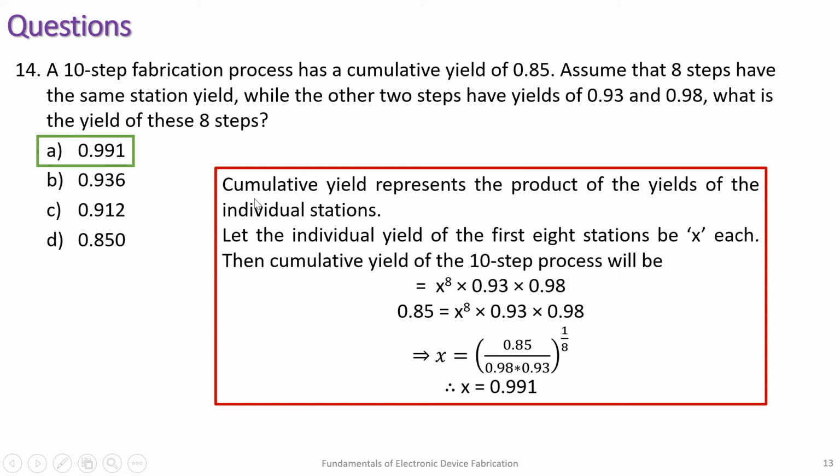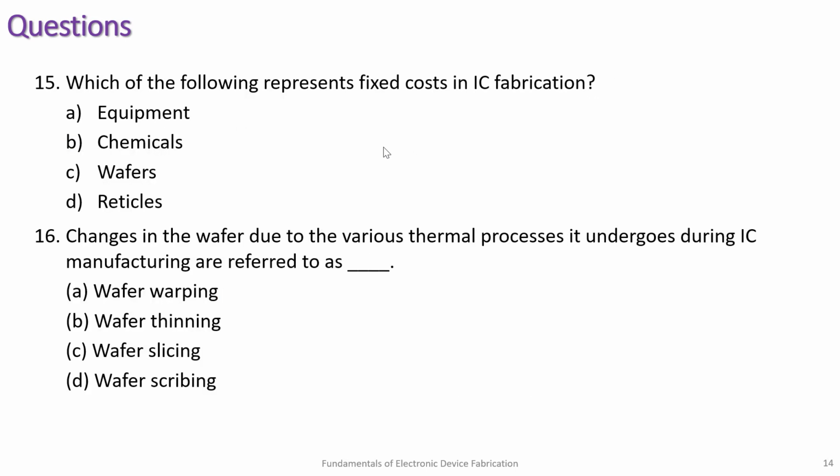Yeah. So just remember that cumulative yield will always be a product. Out of that, a few steps will be given, and it will be usually that other steps have the same yield. Then we have to just take the product and find the value of x. So is that clear? And shall I move on to the next question? Okay, so I'll move on to the next question.